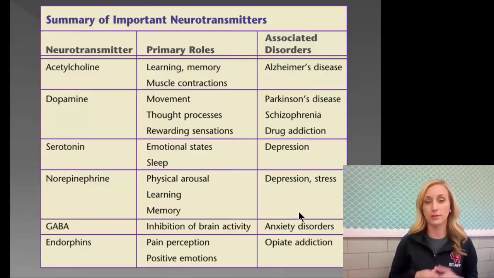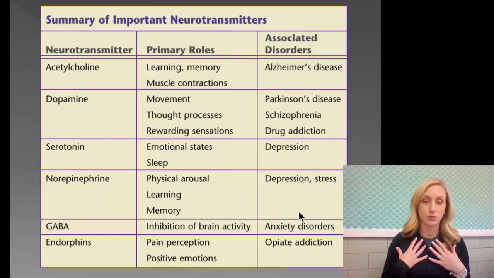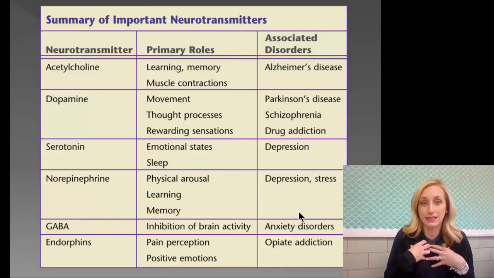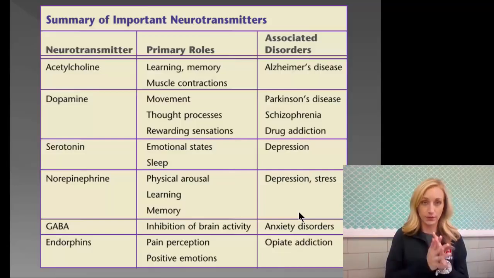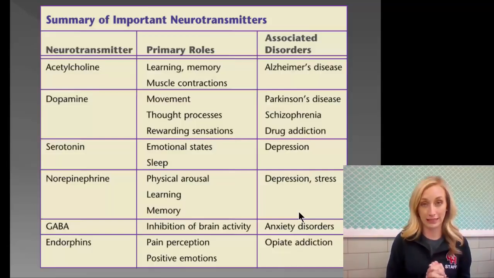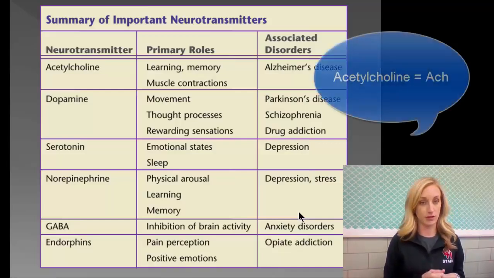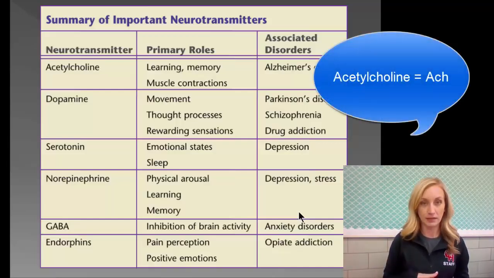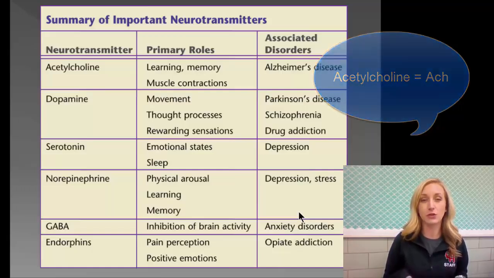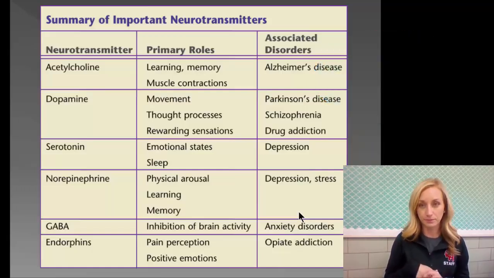Okay, so each of these neurotransmitters, super important and they naturally exist in us, right? So the first one is called acetylcholine. Okay, a lot of times you'll see this abbreviated as ACH. It's acetylcholine. Its primary roles involve learning and memory, but also muscle contractions. Its associated disorder is Alzheimer's disorder.